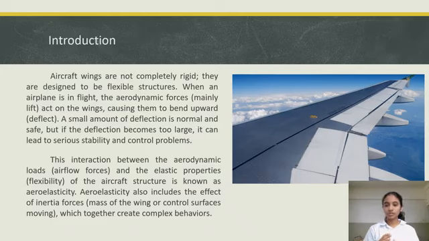When the wing is flexible, the different forces cause it to lift upward because there is a bending moment, the deflection of the beam. A small amount of deflection is normal and safe, but if the deflection becomes too large, it can lead to serious stability or control problems. There are some deflections in the wing due to aerodynamic and dynamic forces. This deflection is good for lifting the wing, but more deflection can cause stability problems for the aeroplane, and various control problems.